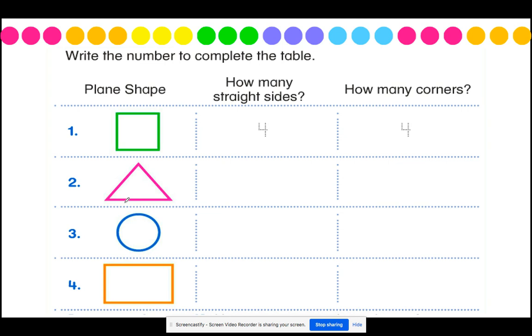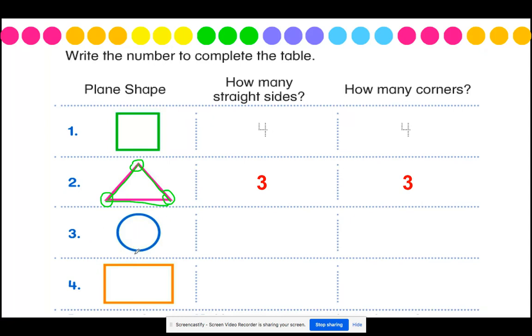Let's try number 2. Number 2 is a triangle. Let's count the sides with me. I'm going to trace over the object, and you can trace over with your finger so that we can do it together. Let's count how many straight sides we see in a triangle. I see 1, 2, 3 straight sides. Now let's count our corners. Count with me. 1, 2, 3. 3 corners.